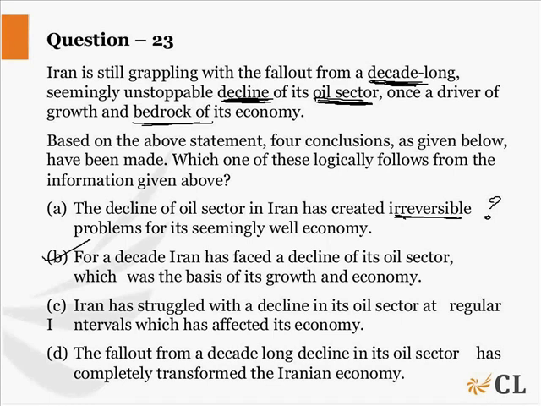C is saying Iran has struggled with the decline of its oil sector at regular interval. Regular interval is not mentioned anywhere. He is talking about 10 year long, 10 years data only. D is saying the fall of the decade-long decline in the oil sector has completely transformed the Iranian economy, which is not mentioned again. The only option left is B.